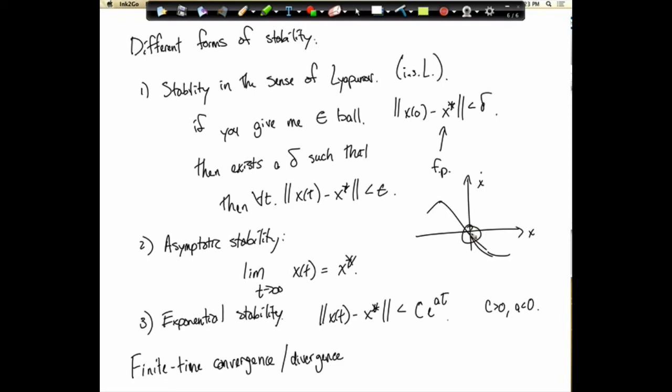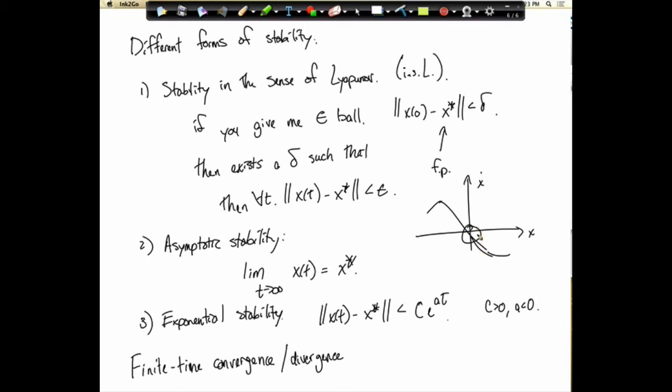Can we say anything about asymptotic stability in the pendulum? Is that fixed point asymptotically stable? Yes? Is it exponentially stable? Yes. How would you argue that it's exponentially stable? You can linearize the system.